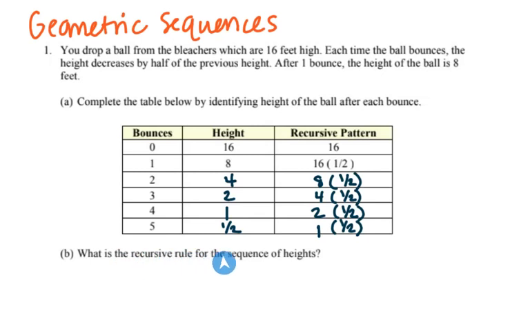Okay, so it asks, what is the recursive rule for the sequence of heights? And remember, the recursive rule is where you tell me either a sub 0, a sub 1. In this case, they're giving us the 0 term, so let's go with that. So we'll say a sub 0 is that initial height of 16. And then to get to the next term, a sub n equals a sub n minus 1. We take the previous number and multiply by 1/2.